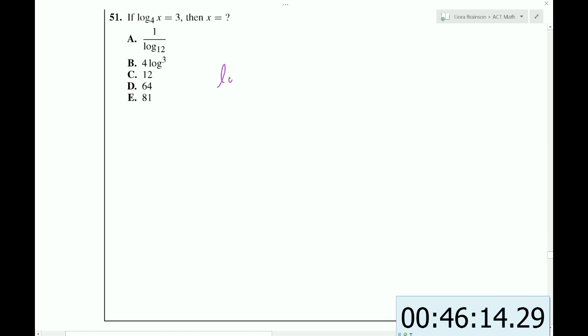Alright, so next one. Log base 4 of x equals 3. What is x? There's a few ways you could do this. One way is to change it into an exponential. I like to use my left, right, center method. I take the leftmost item, then the rightmost item, and that's going to equal the center item. So 4 to the 3rd equals x, so I just multiply 4 times 4 times 4, and I get 64.